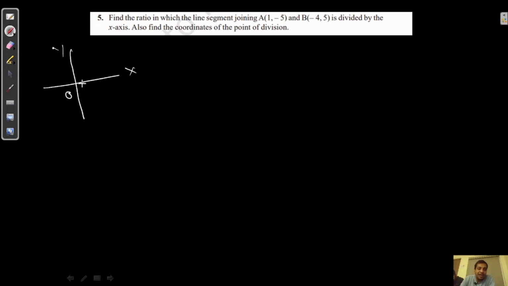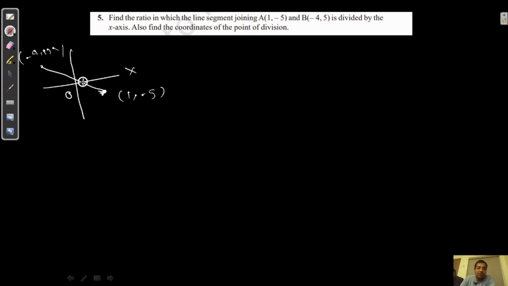X on the right side is positive and downward y is negative. Yes, it is going to be in the 4th quadrant. So (1, -5). And one more point, (-4, -5). Here x is negative and y is positive. So somewhere here, let's say it is (-4, 5). And there is a line which is joining both the points.